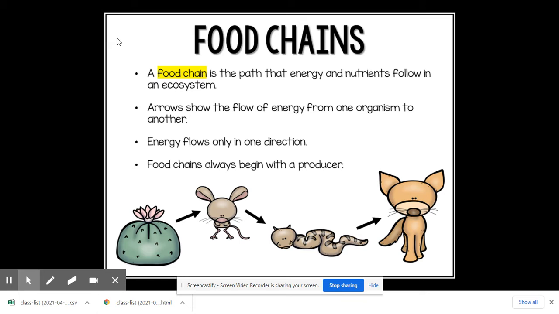So, as a review, let's go over the true definition of a food chain. That is the path the energy and nutrients follow in an ecosystem. Remember, those arrows show the flow of energy from one organism to another, just like reading a book left to right. The energy flows only in one direction. They're not going both ways. And food chains always begin with a producer, a plant. It's green because of photosynthesis, right?